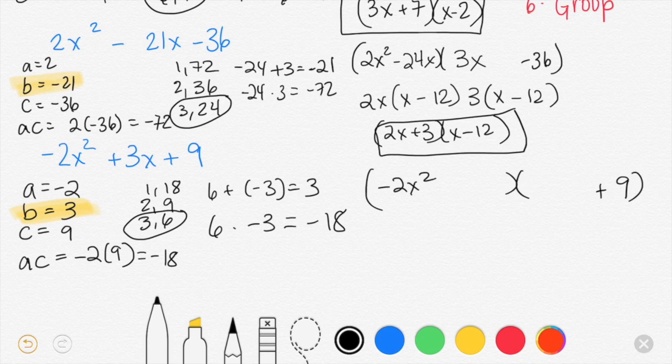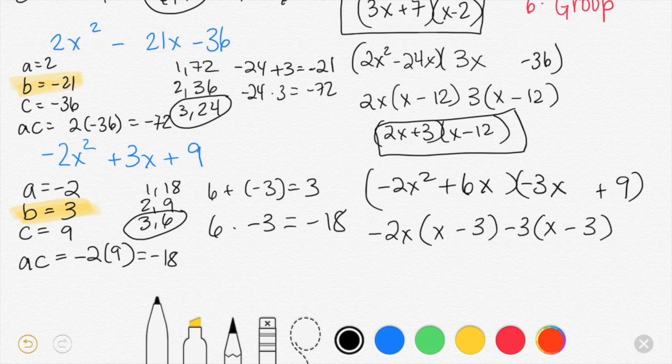Go ahead and make your two binomials by splitting that middle term with 6 and -3. Factor out the GCF, -2x, -3, and group them again.